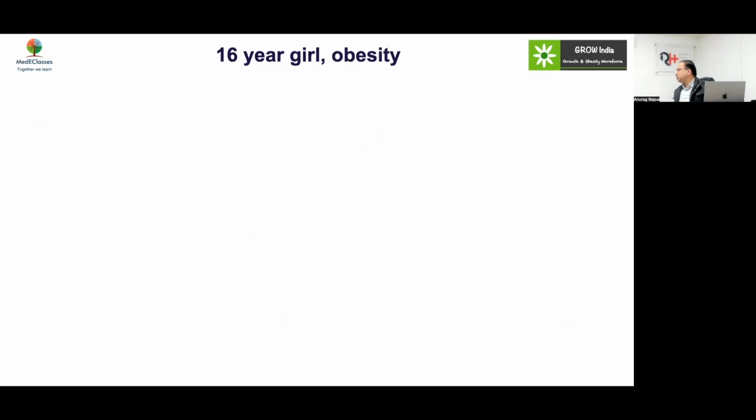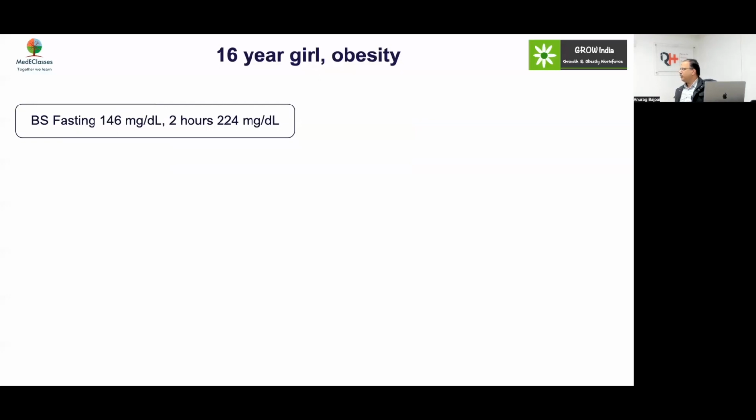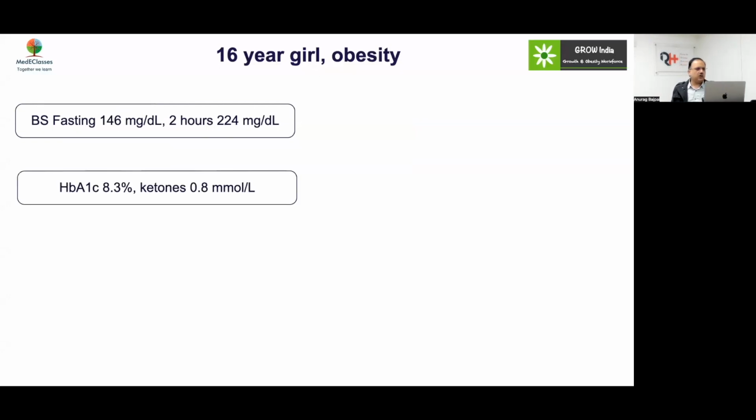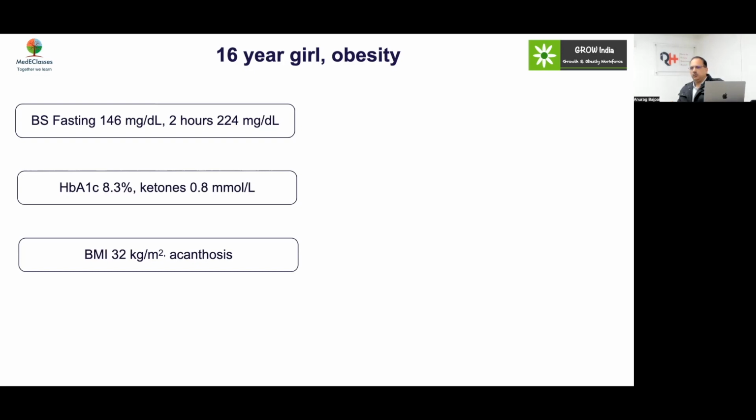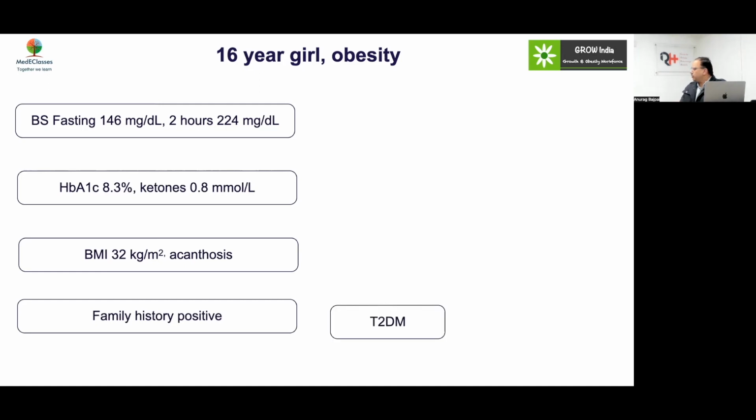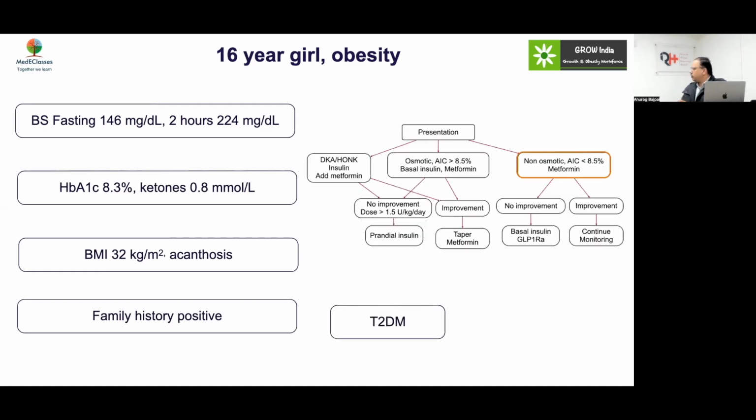So now, Dhwani, we have a 16-year-old girl with obesity. Fasting sugar is 146, 2 hours is 224, HbA1c is 8.3, ketones are negative. What are you thinking here? So GAD is negative. Again, it needs to start with metformin and think of an add-on therapy. I think metformin alone will be good enough. BMI is 32, acanthosis, family history is positive for type 2 diabetes. So of course, in this scenario, you can think of metformin as a primary agent.